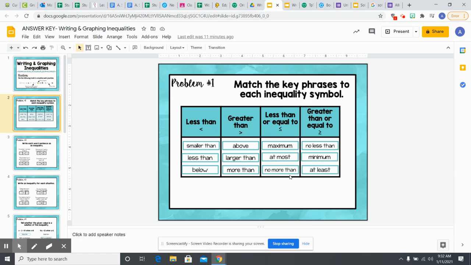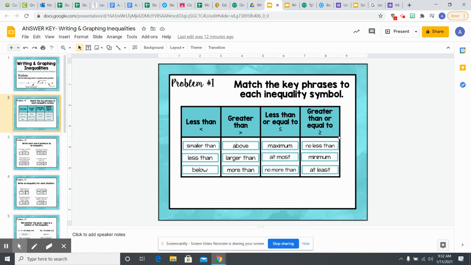If anything is less than or equal to, say x is less than or equal to 14, then it can be 14 or less than 14. So that's like at most, it can be 14. It can't be any higher because it's got to be less than or equal to 14. So it can be 14, but it can't be anything above it. It's got to be 14 or below. So at most, at the maximum, no more than, that's what those mean.